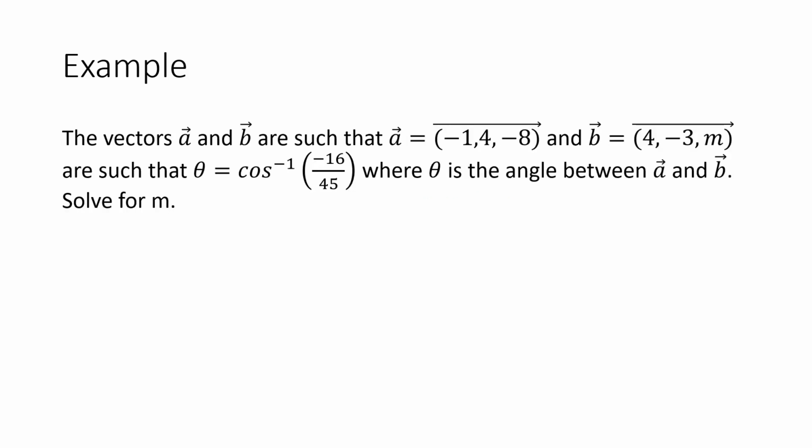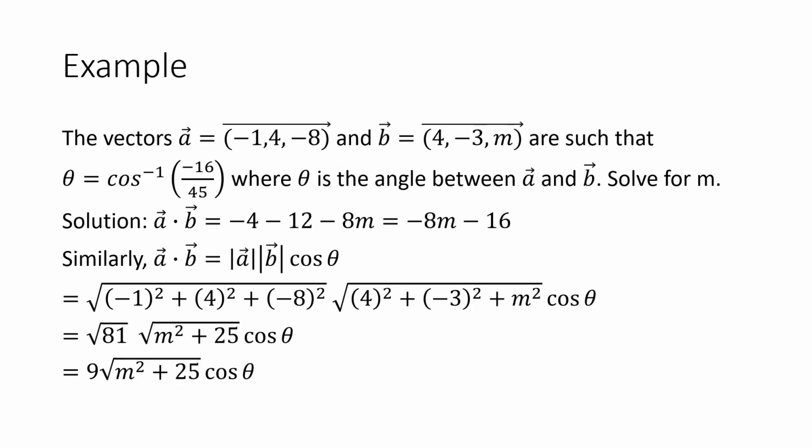Now, for this question, we're going to imagine that the vectors A and B are such that A is negative 1, 4, negative 8, and B is 4, negative 3, m, and that theta, the angle in between them, is equal to cos inverse negative 16 over 45. Well, we're going to solve for m. We're going to see if we can figure out that value right there.